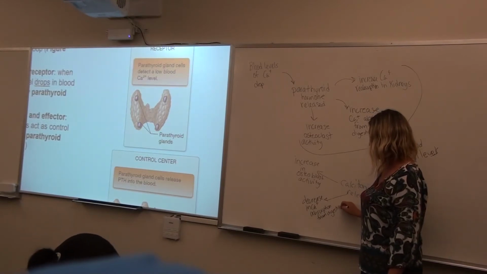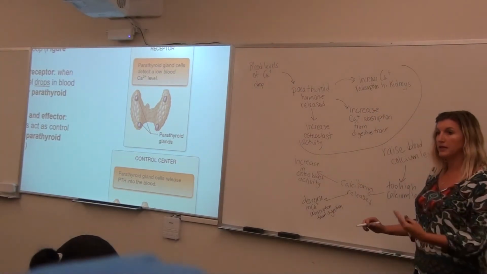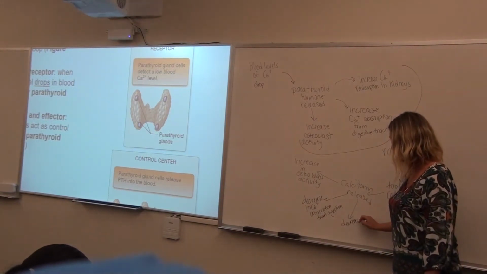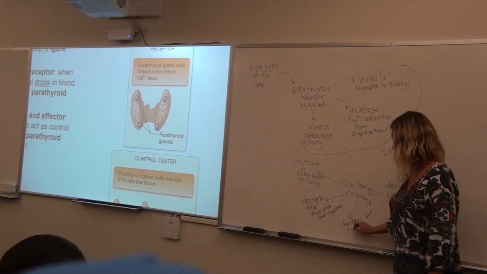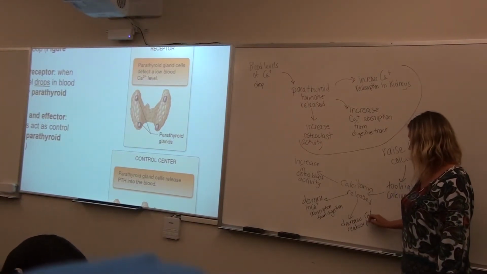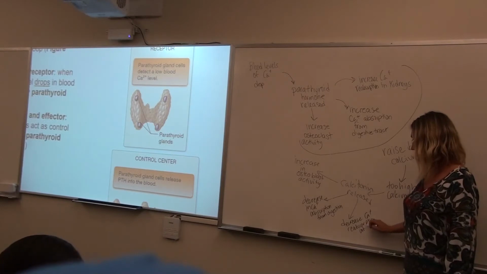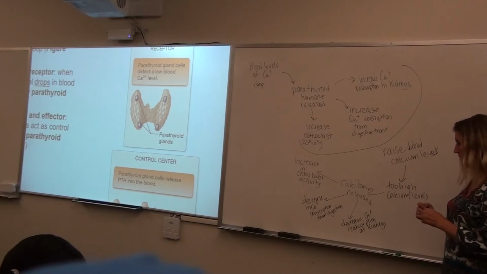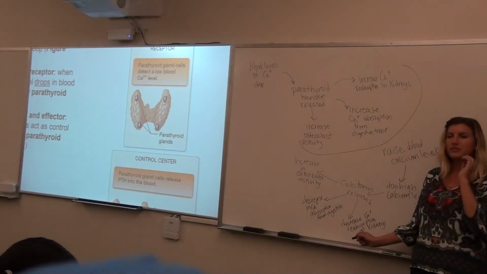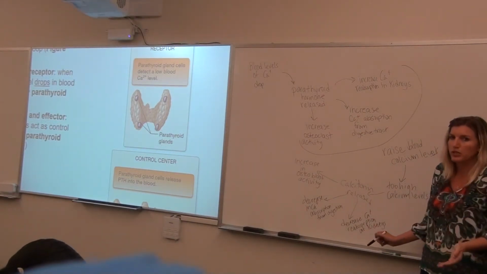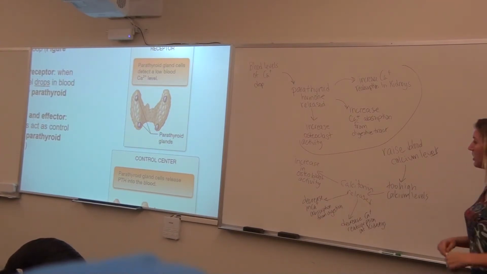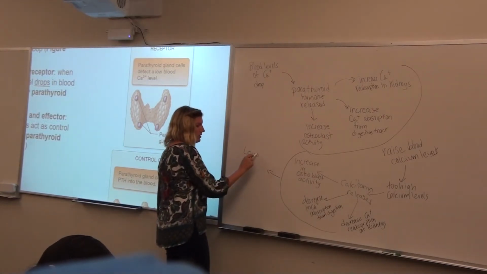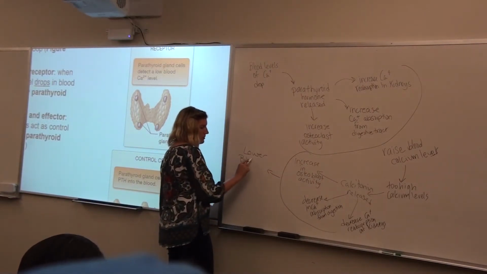In other words, you're getting rid of it, right? You have an increased elimination, and you also have a decreased reabsorption at the kidneys. So you have a decreased reabsorption, or you can say an increased secretion. You're going to secrete it. You're going to get rid of it in your urine, right? So all of these things are going to lower blood calcium levels.